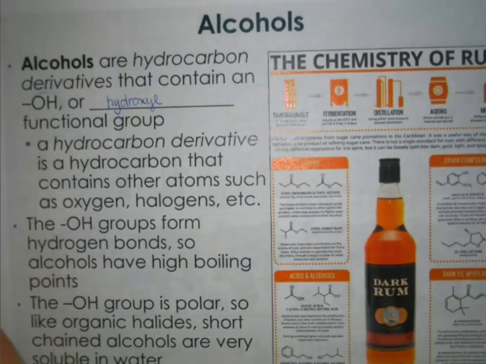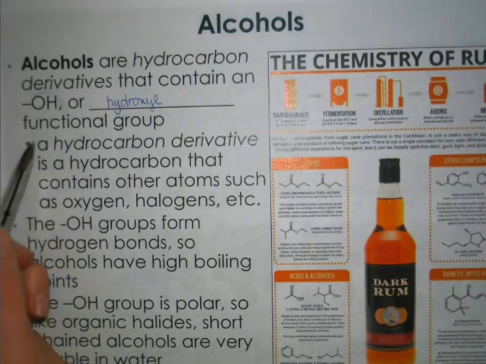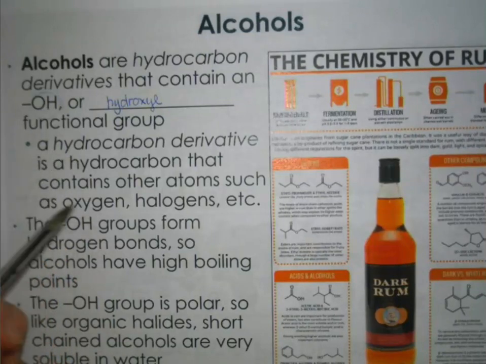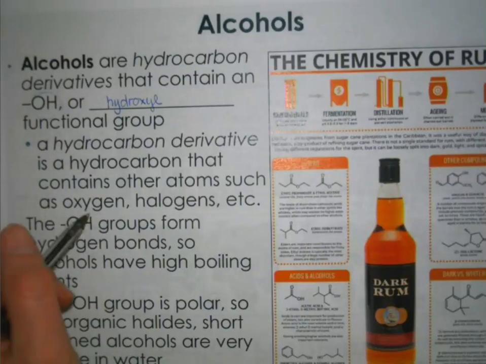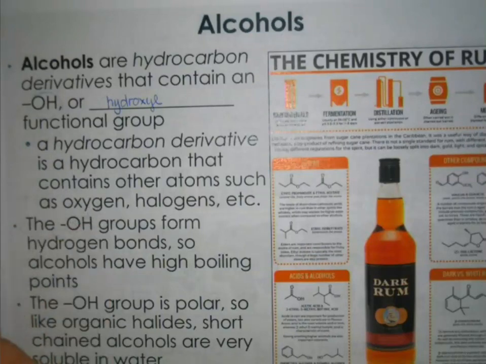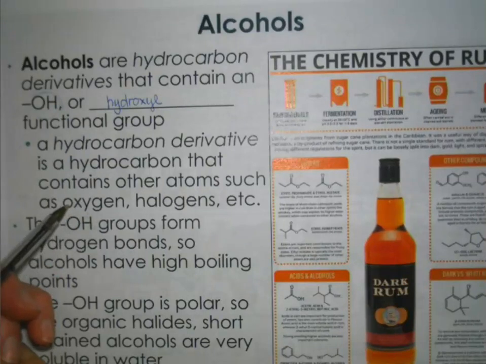Now, what is a hydrocarbon derivative? I've kind of mentioned it a little bit here. A hydrocarbon derivative is basically just any hydrocarbon that contains other atoms like oxygen or halogens. So this is where we're starting to move away from what we've looked at so far, which have been alkanes, alkenes, alkynes, and cyclo versions of those, and aromatics.